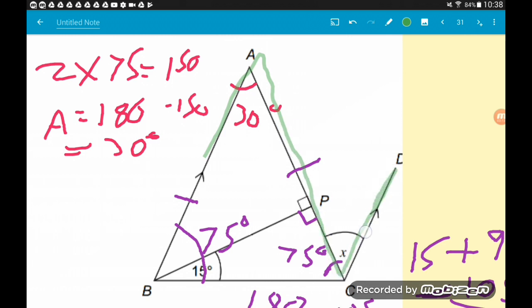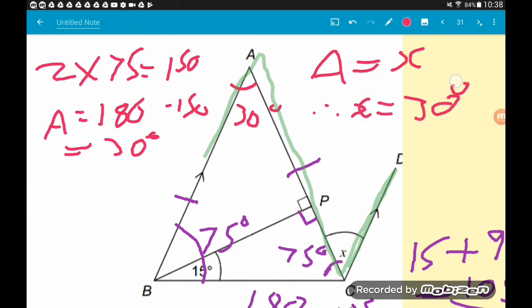we've got alternate angles going on. These two angles are the acute angle inside of a Z. So they are alternate angles. Alternate angles are equal. So angle A equals angle X. Therefore, X is 30 degrees.